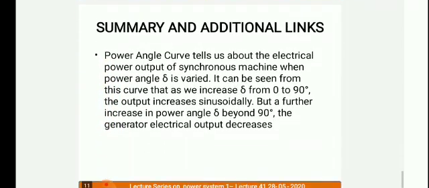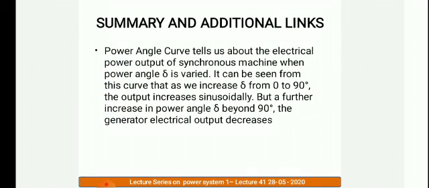To summarize, the power angle curve tells us about the electrical power output of the synchronous machine, because it is moving through the dynamics when the power angle is varied. Why is this angle varied? Because nowadays the load is not remaining constant, it is fluctuating. So definitely there will be a change in the value of the angle delta. So as the angle delta changes, the power equation value also changes.